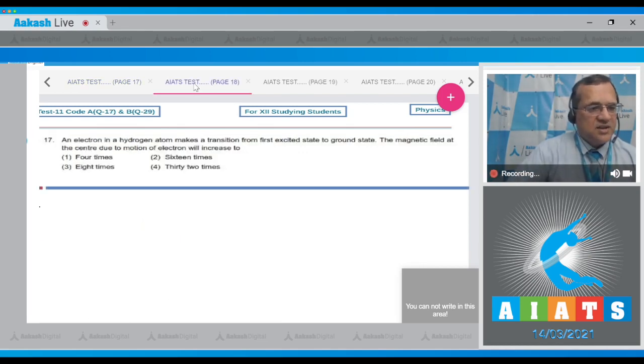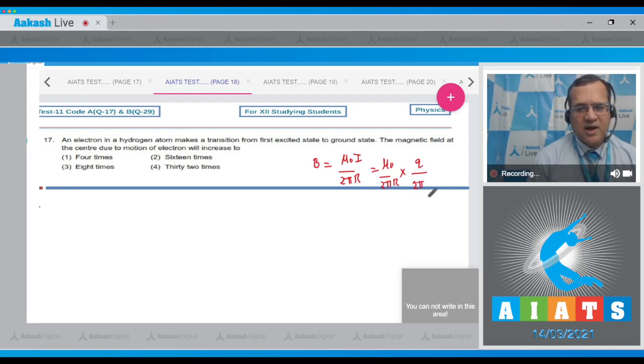Now question number 17 says that an electron in a hydrogen atom makes a transition from the first excited state to the ground state. The magnetic field at the center due to the motion of the electron will increase to, these are the 4 options. Now dear students, at the center the magnetic field on a circular path is mu naught I divided by 2 pi r, and current is charge divided by the time, and the time is equal to 2 pi r divided by velocity. So B is proportional to velocity divided by r squared. It is jumping from n equal to 2 to n equal to 1.